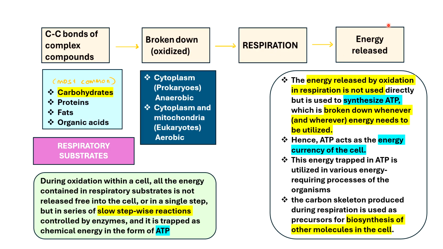Apart from the catabolic aspect of respiration, there is also an anabolic aspect, that is, in the process of respiration, different carbon skeletons are produced. These can be used to biosynthesize other molecules. That's why respiration can be considered as both a catabolic pathway as well as an anabolic pathway. So it is often referred to as an amphibolic pathway. Is that clear? So these are the important points which you need to remember about respiration.